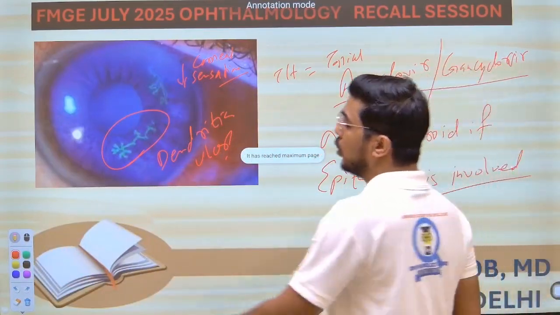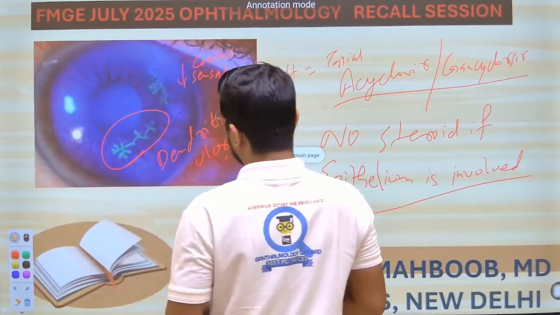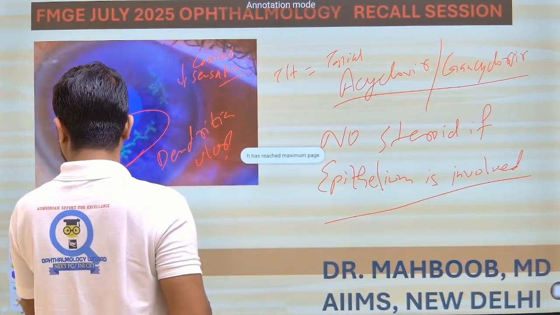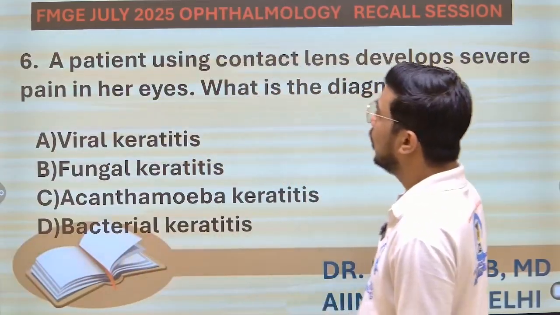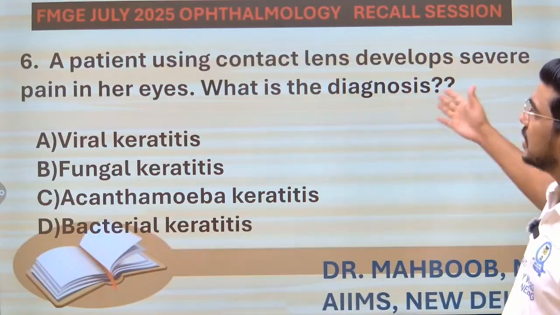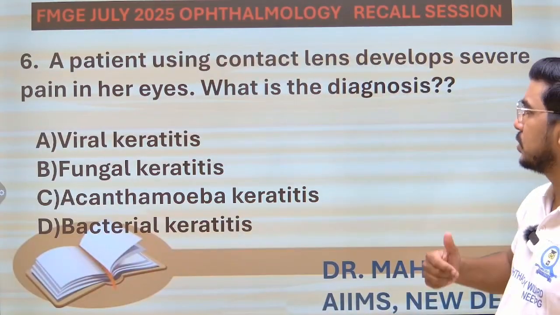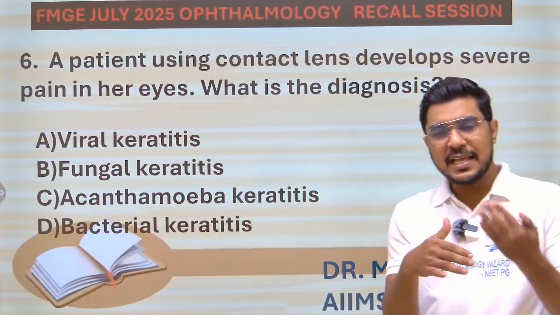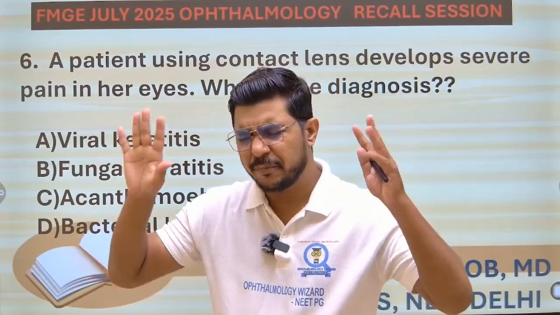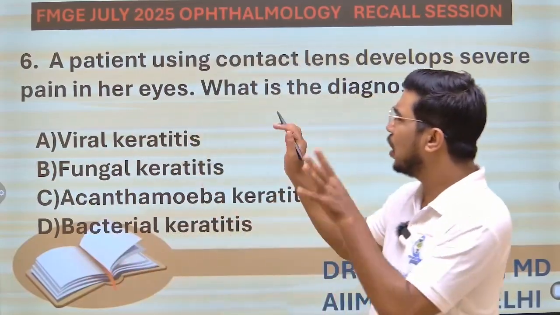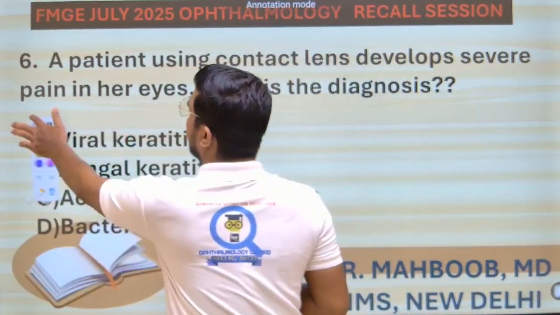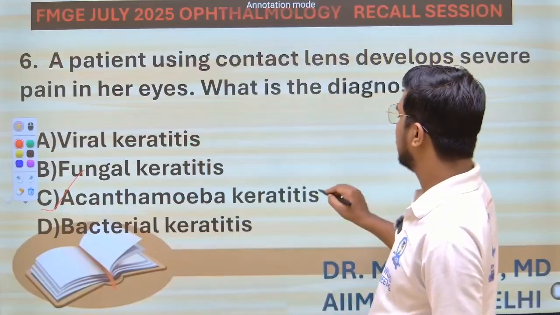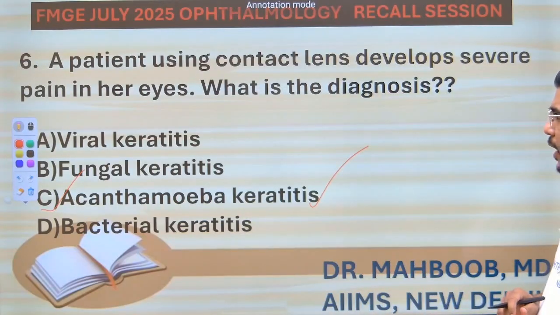Coming to an important point to understand here. Now, a patient using a contact lens develops severe pain in her eyes. What is the diagnosis? A contact lens user, if anything happens in a contact lens user, suddenly go for acanthamoeba keratitis, because it is the most classical question. So directly, without thinking, go for the answer, man. What is the answer? The answer will be acanthamoeba keratitis. Okay.